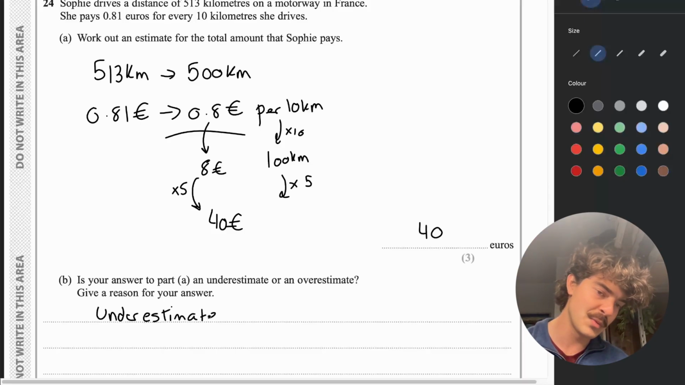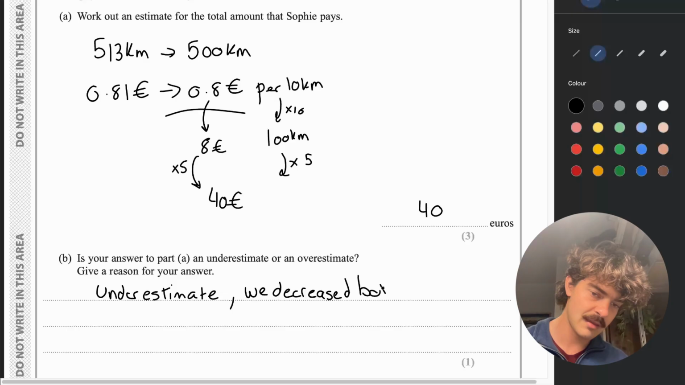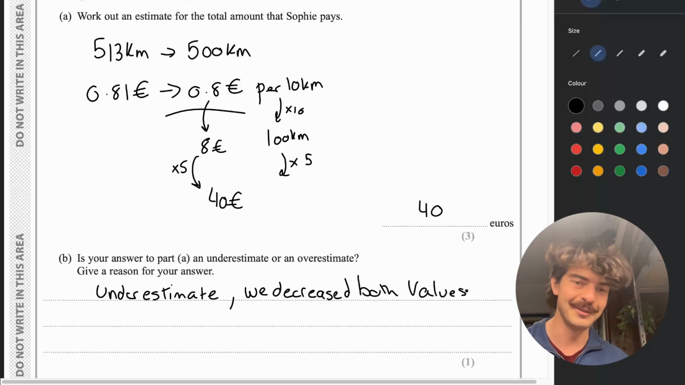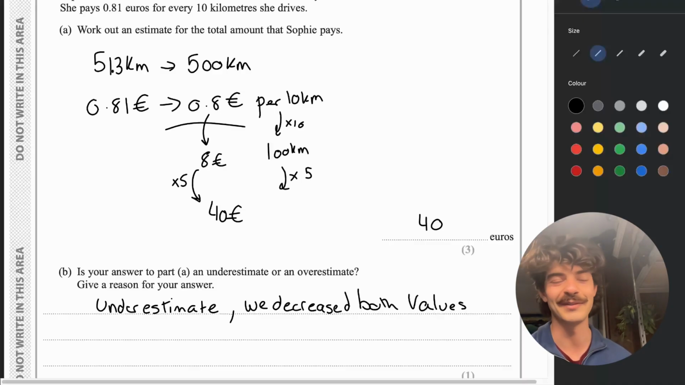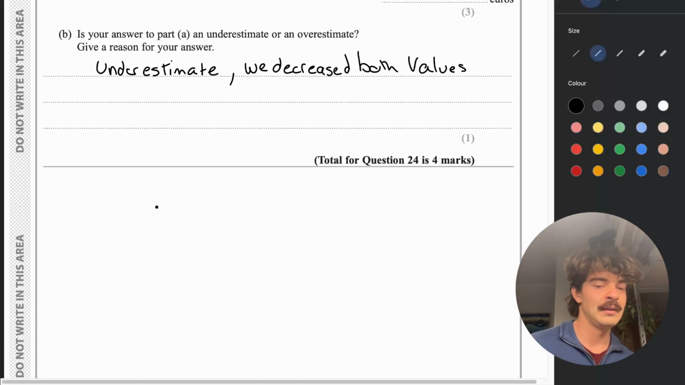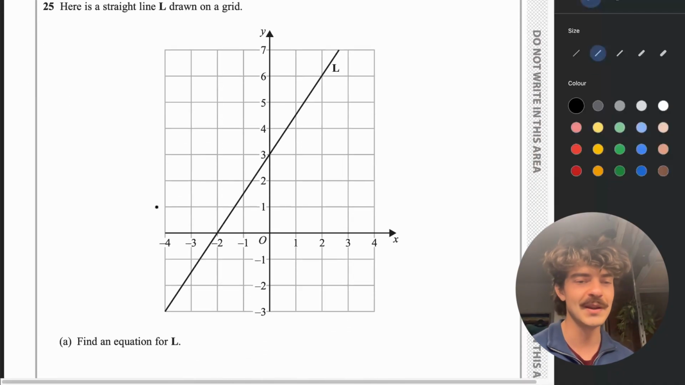Why is that? Well, we decreased both values. Well, why is that? Well, it's because in reality, we've got to go slightly further, right? We know that we actually probably should have added another 0.8 euros to get that extra to 510 or at least 513, right? And we actually decreased the value that each 10 kilometers was. It was actually a little bit more. Fantastic.